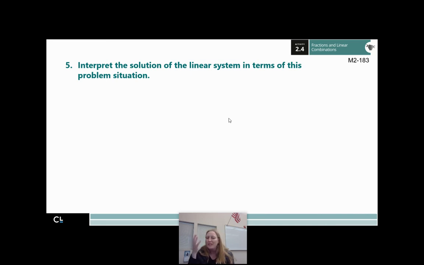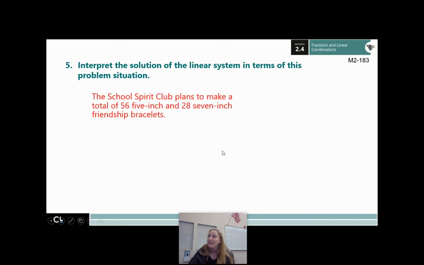So the whole deal was that the school spirit club was selling 5-inch bracelets and 7-inch bracelets. And we said x was the 5-inch guys and y was the 7-inch guys. So what this means is that the school spirit club plans to make a total of 56 5-inch bracelets and 28 7-inch friendship bracelets. Yay. Always good to know what you're talking about, right? We did all that work. We got to make sure we know what it is that we found.